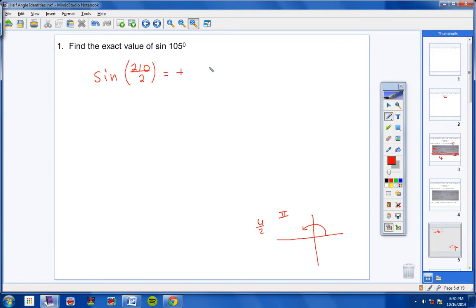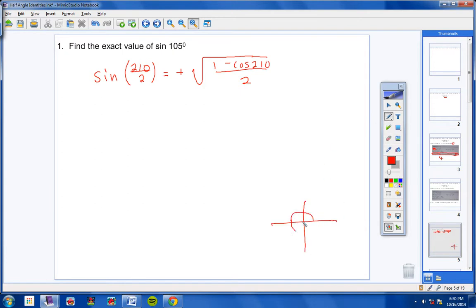Now let's continue on. If you look at your trig identities, sine of u over 2, where your u is 210, is the square root of 1 minus cosine of u, all over 2. So we have to find the cosine of 210. We can do it very quickly. The cosine of 210 would be, well, here we go.